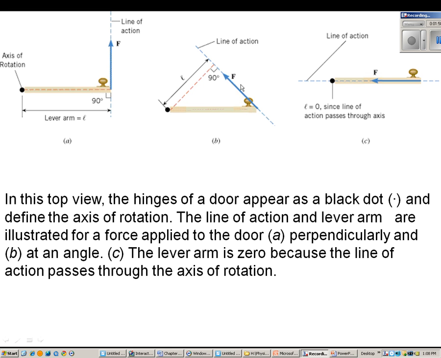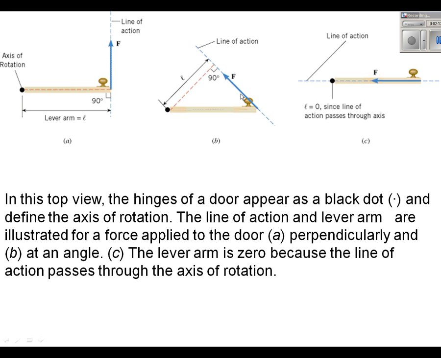Now when we have our force at an angle in door B, the perpendicular distance is not the length of the door. The perpendicular distance is this red line here. It's a different distance. That's why the torque is less, because of the line of action. You take the line along this force vector, and the perpendicular distance to that line gives you your lever arm distance. And here, the line of this force goes right through the axis of rotation, therefore there is no torque.